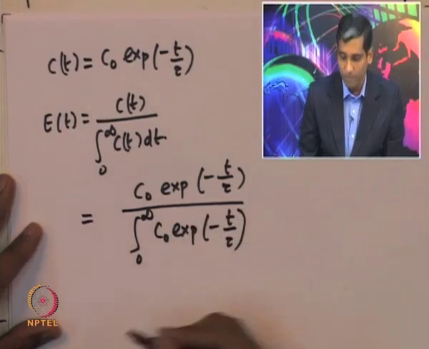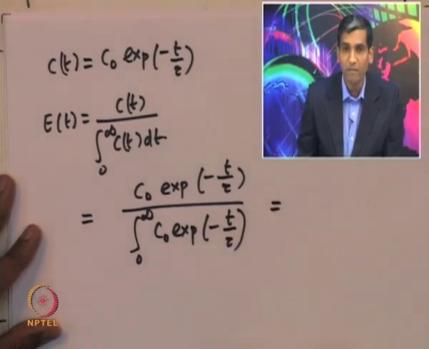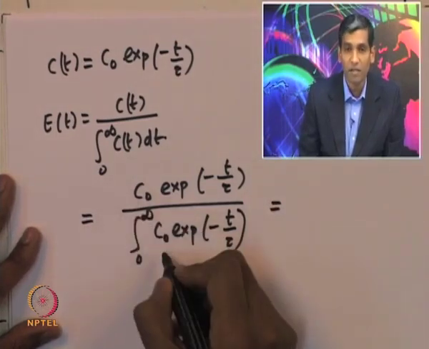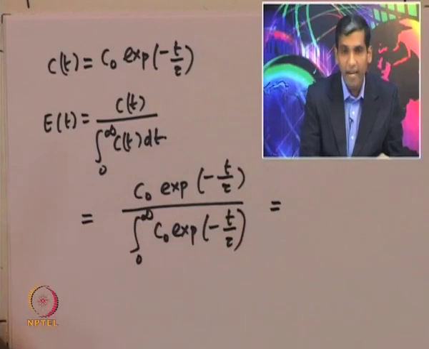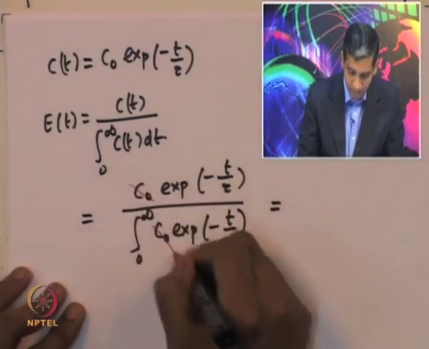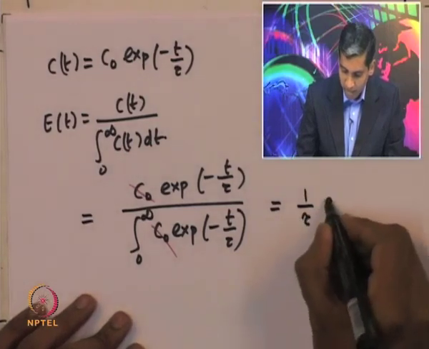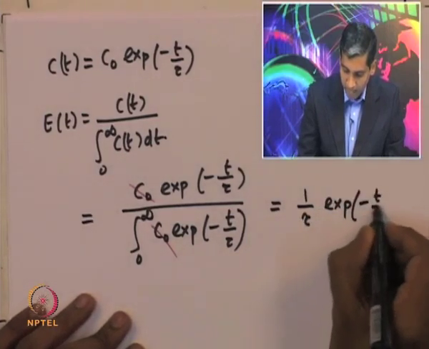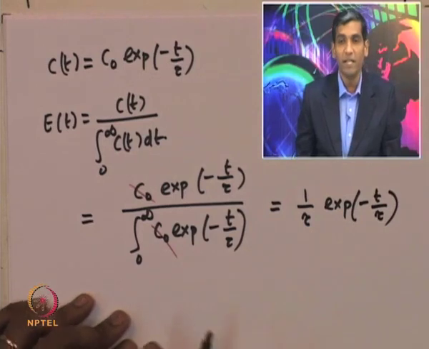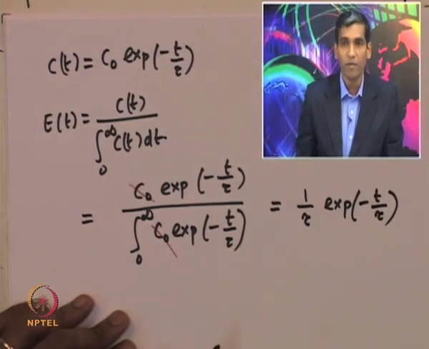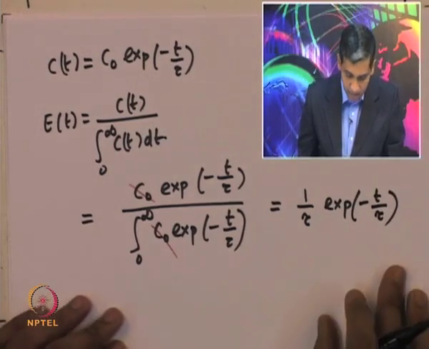C naught exponential of minus t by tau dt. So, performing the integration, because C naught is constant, one can cancel out C naught from the numerator and denominator, and we will find that this is equal to 1 by tau into exponential of minus t by tau. So, that will be the residence time distribution function for a single CSTR.